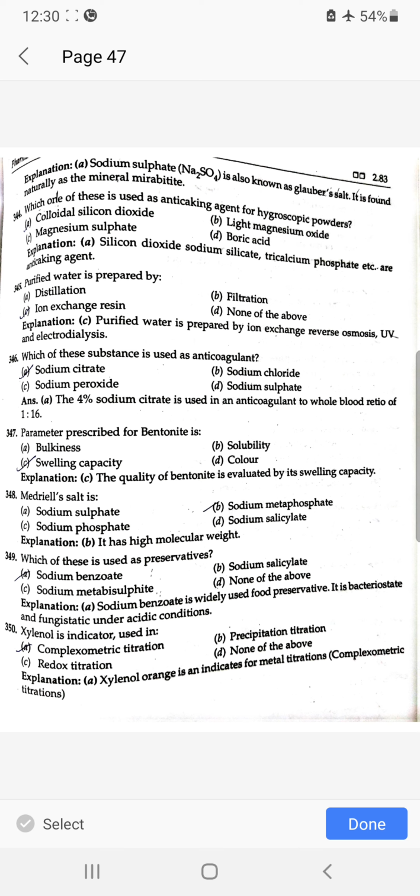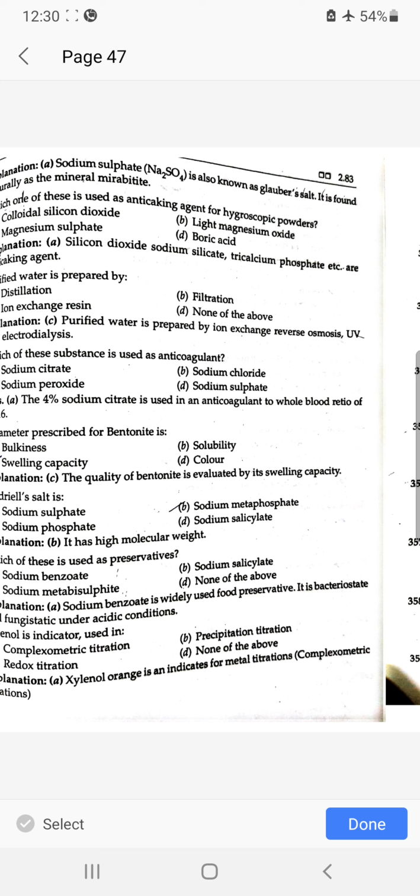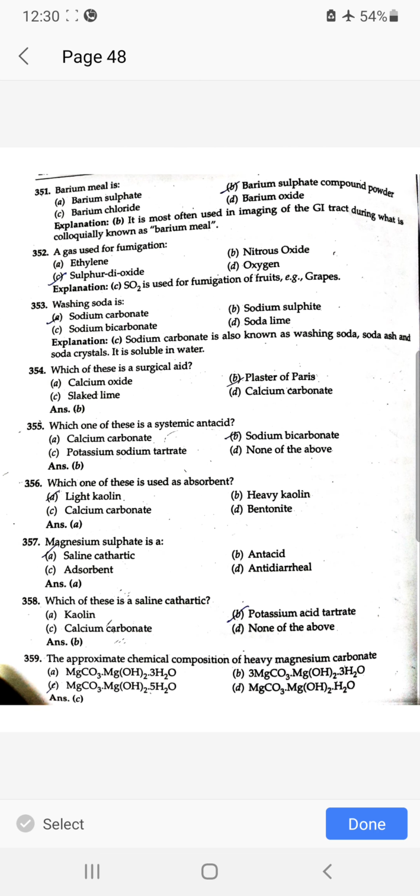Xylenol orange is an indicator used in complexometric titration. Barium meal is barium sulfate powder. A gas used for fumigation is sulfur dioxide. Washing soda is sodium carbonate. Which of these is a surgical aid? Plaster of Paris. Which one of these is a systemic antacid? Sodium bicarbonate and sodium citrate.